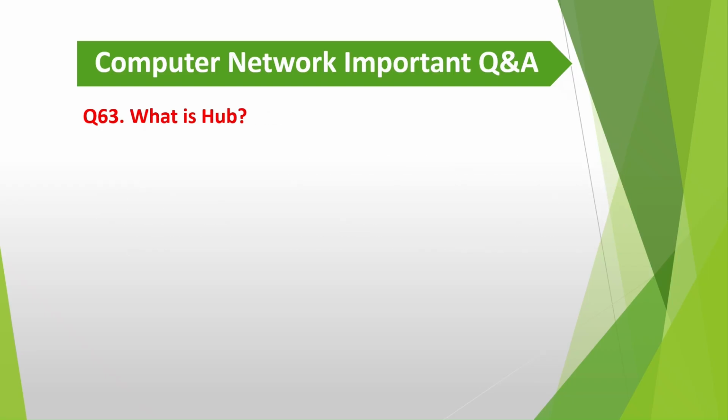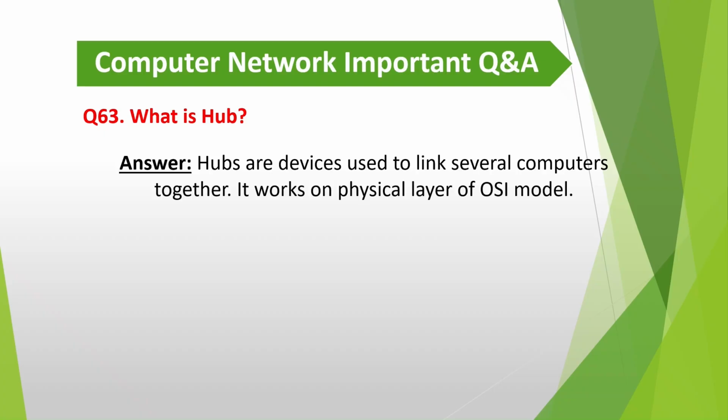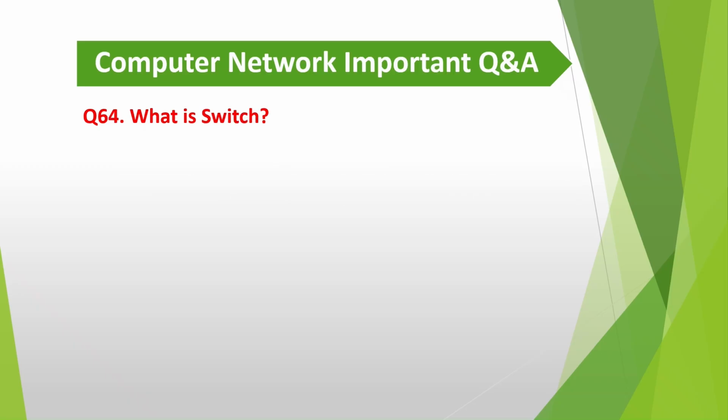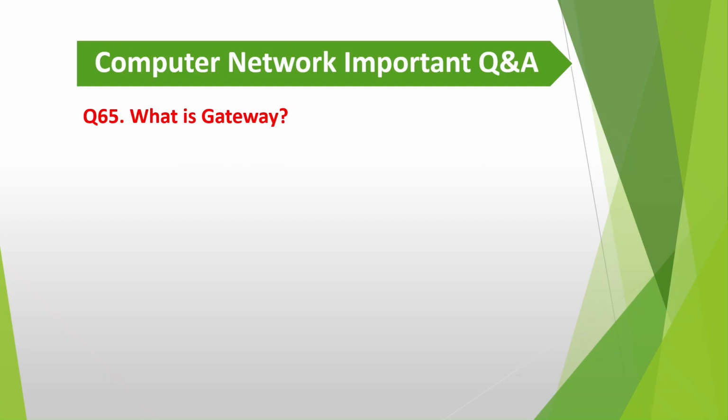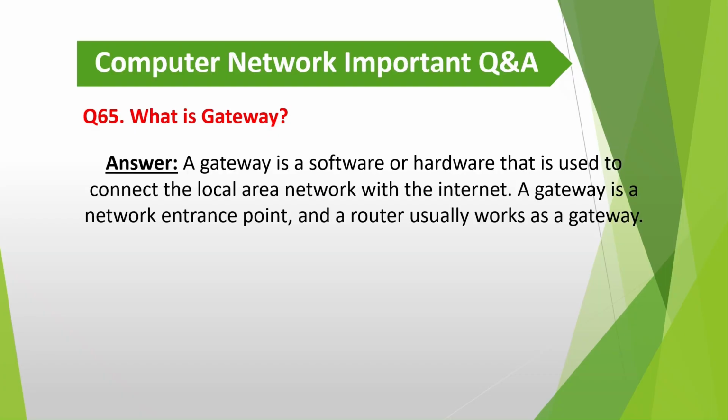Question 63. What is hub? Answer. Hubs are devices used to link several computers together. It works on physical layer of OSI model. Question 64. What is switch? Answer. Switch is a device in a network which forwards packets in a network. Question 65. What is gateway? Answer. A gateway is a software or hardware that is used to connect the local area network with the Internet. A gateway is a network entrance point, and a router usually works as a gateway.